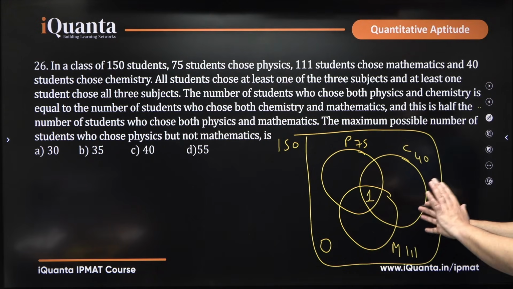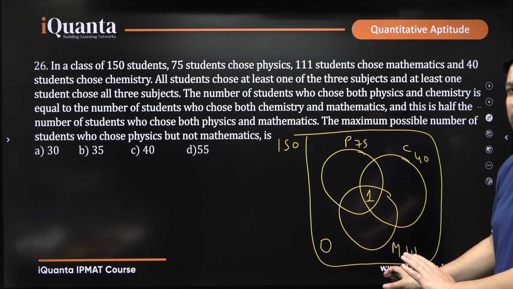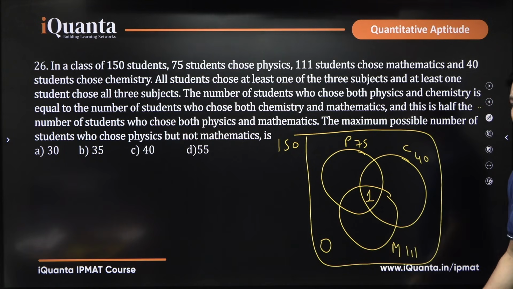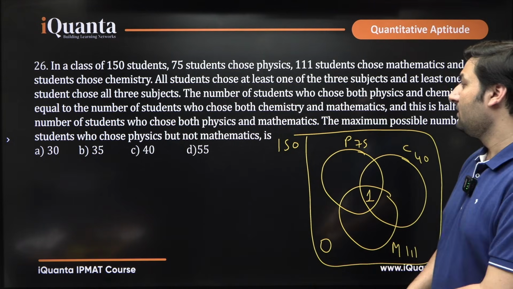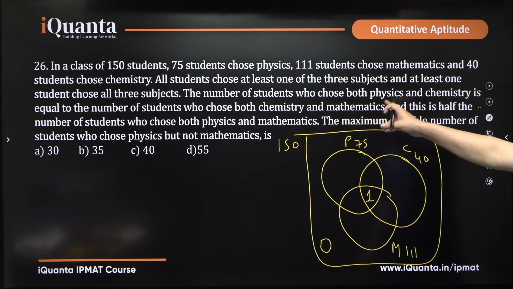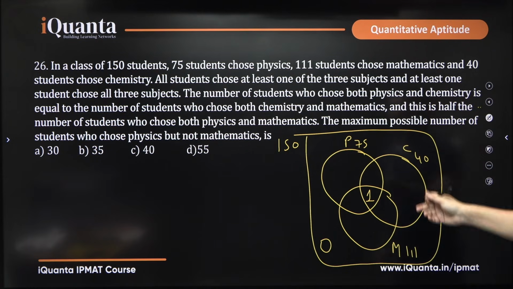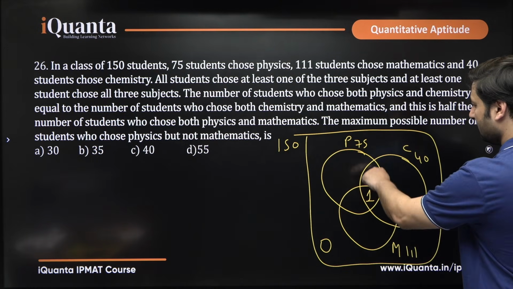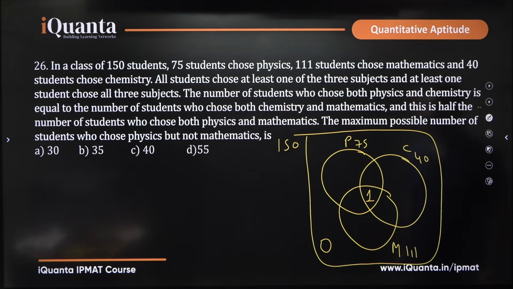So let me put minimum 1 over here for a while. Just keep in mind that this is minimum. It cannot be less than 1, okay. The number of students who choose both physics and chemistry, this part entirely, its value is not given.